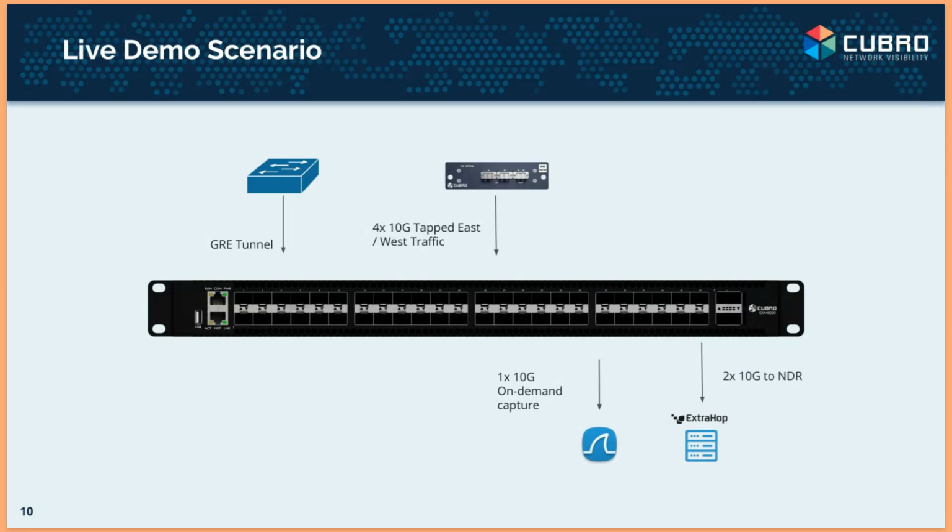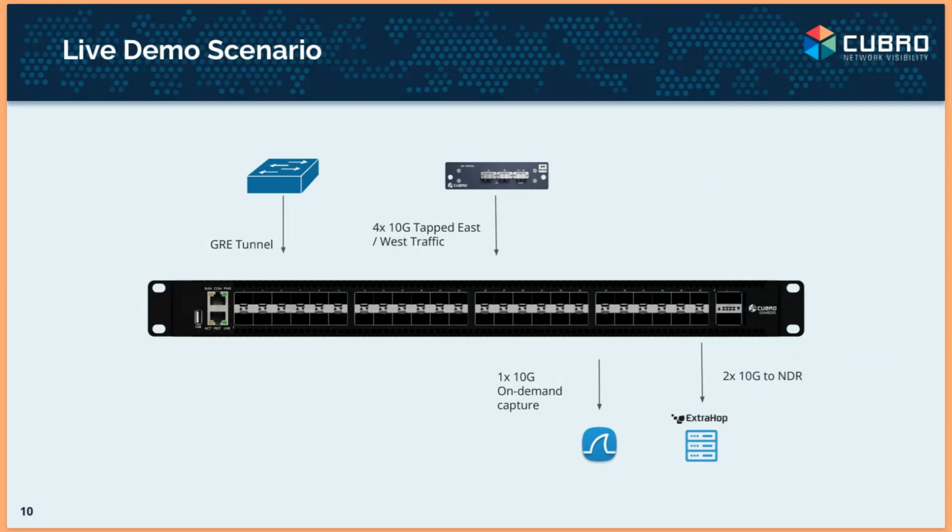This is a demo which I just prepared and which we can now go through. I will show how quickly we can configure such a scenario. We have a scenario with 4 ports in from a tap, and 1 GRE handle will be the input. On the output, I have an NDR solution with 2 times 10G, for example, it can be ExtraHop or any of the other brands that are out there.